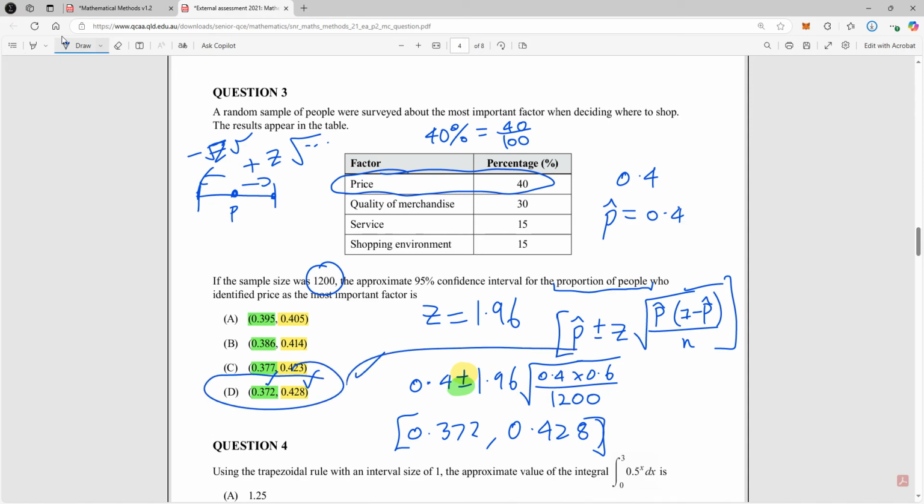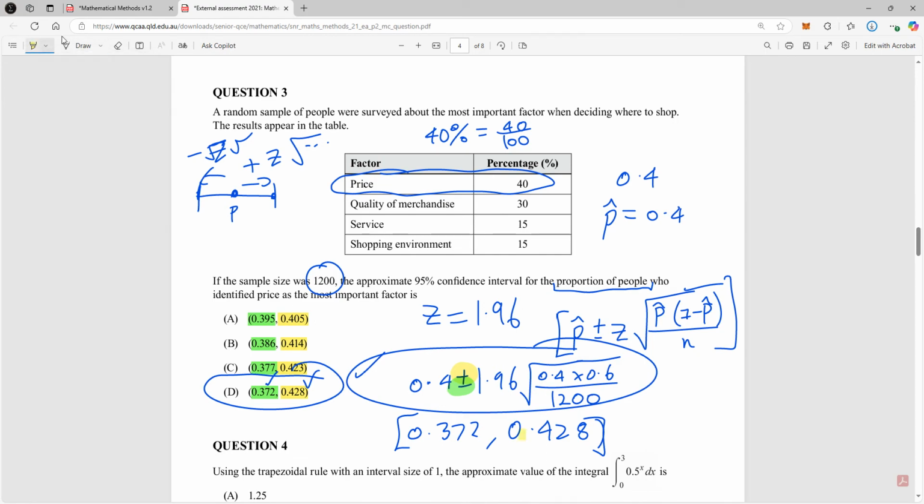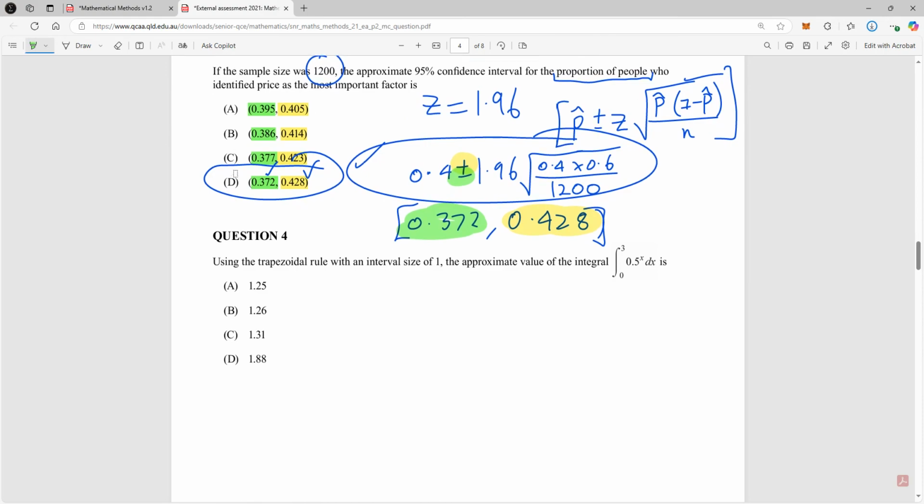That's when you put this into your calculator. So this again is your plus, that's your upper one, and this is your lower one. So if you use the minus, you've got to do that twice in your calculator. All right, let's go down to the next one.